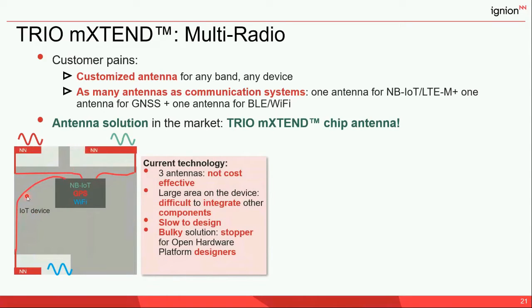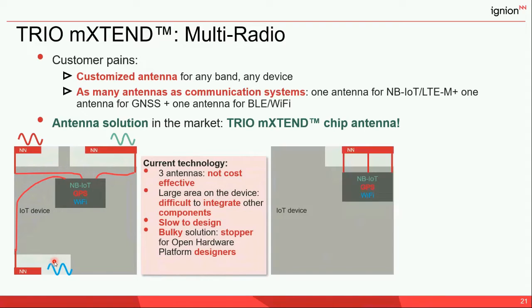So this works, obviously, but you are occupying some space of your IoT device, and for some IoT devices, the ground plane is small, so we don't have too much space for putting too many things. So the alternative, and the unique component that is in the market for 3 radios at the same time, is the Trio.